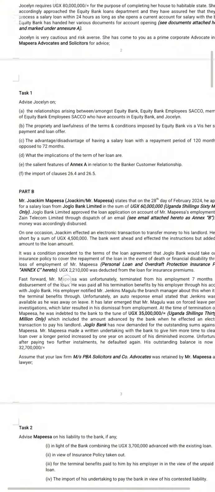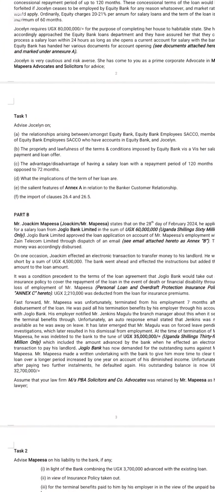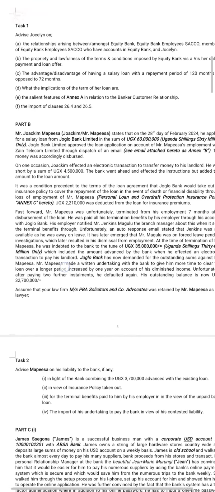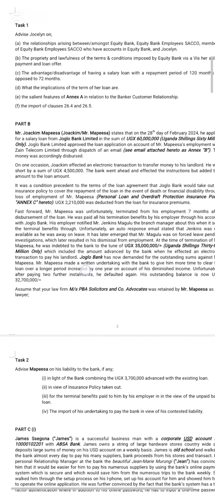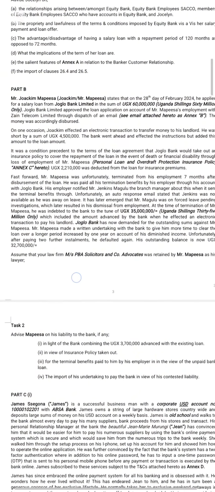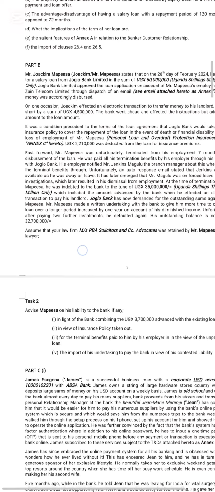So basically, in this part 1 we shall be looking at the bank customer relationship. When does it arise, and at what point is one said to become a customer of the bank? And we shall be looking at different case laws, because different case laws have defined that a person becomes a customer of the bank after opening a bank account.